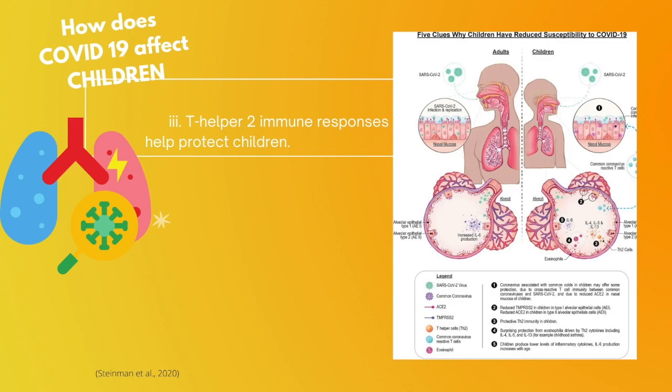The T helper cells have 3 types: the T helper 1, 2, and 17. And then the T helper 2 specifically is driven by interleukin 4, 5, and 13. And what they do is they reduce ACE2 in the lungs, and this results in better outcomes with COVID-19.